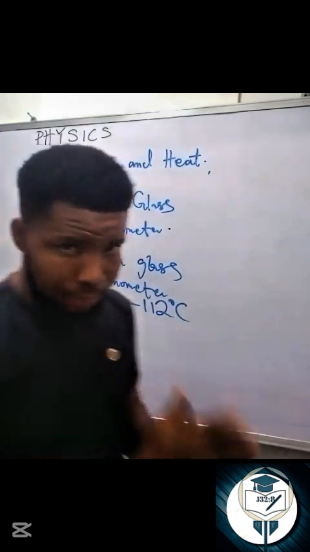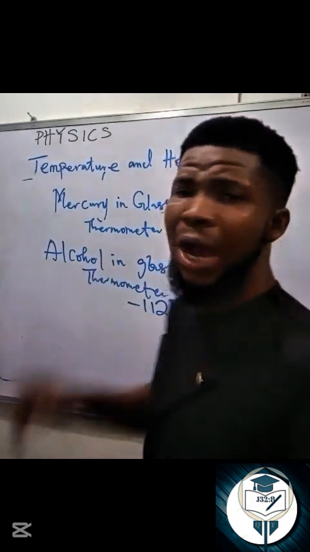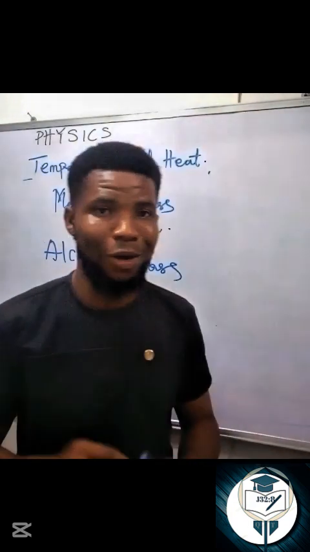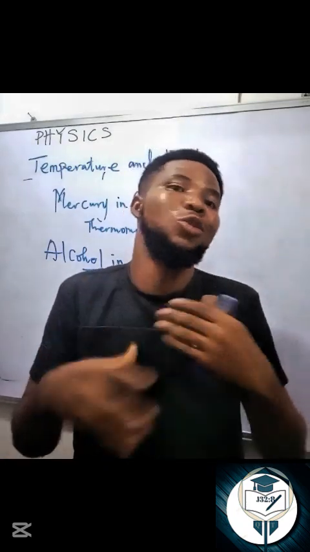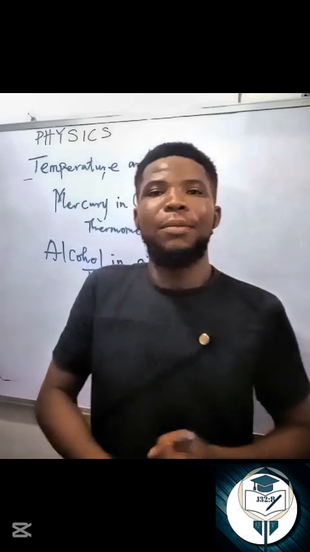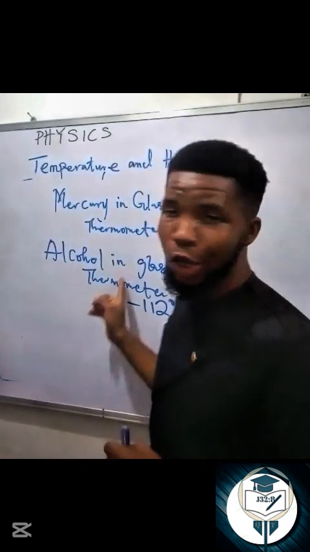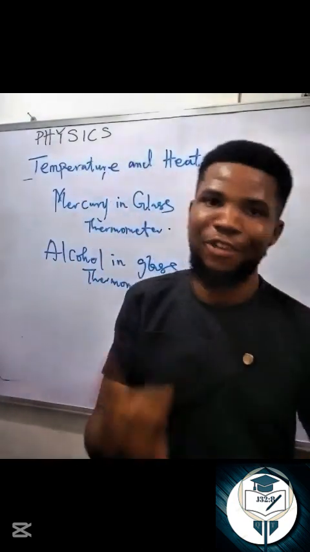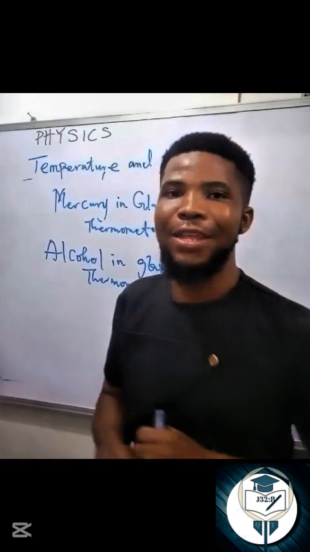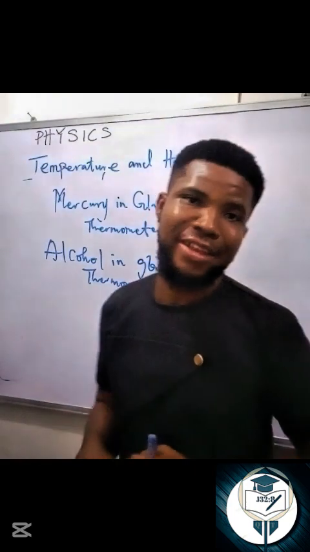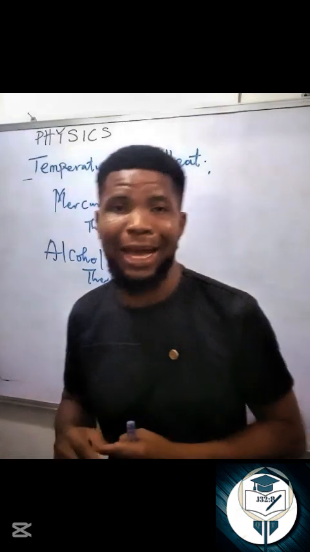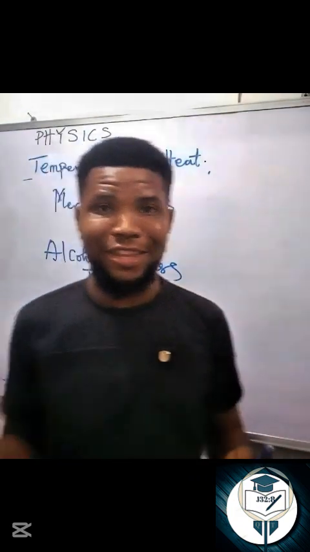So now, let's look at alcohol. Number one, alcohol is not really a good substance for constructing a thermometer. I know it is used in the polar region, but before it is used, it has to be colored because alcohol is colorless. That's the disadvantage. Number two, alcohol has a boiling point of 78 degrees Celsius, at which it is already boiled and vaporized. So it can vaporize very easily.